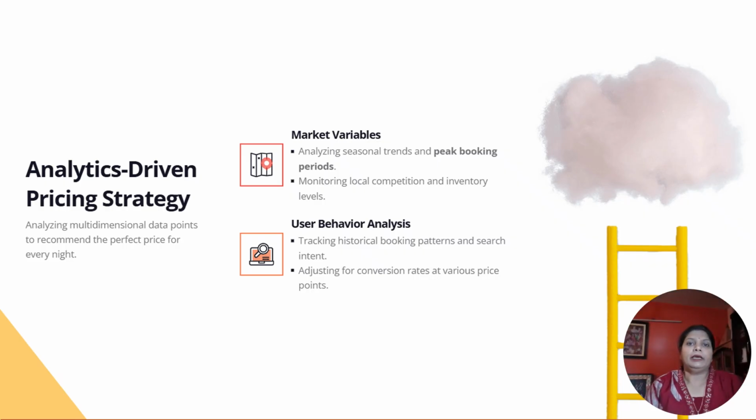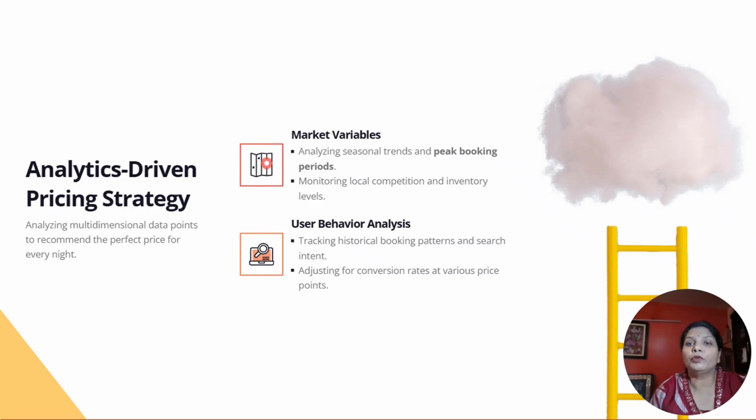Airbnb uses analytics to recommend the optimal price for each listing each night. So the first set of inputs relates to market variables. Airbnb analyzes seasonal trends, peak booking periods, local events, and demand cycles. At the same time, it monitors local competition and available inventory to understand supply conditions in the location where they are operating.